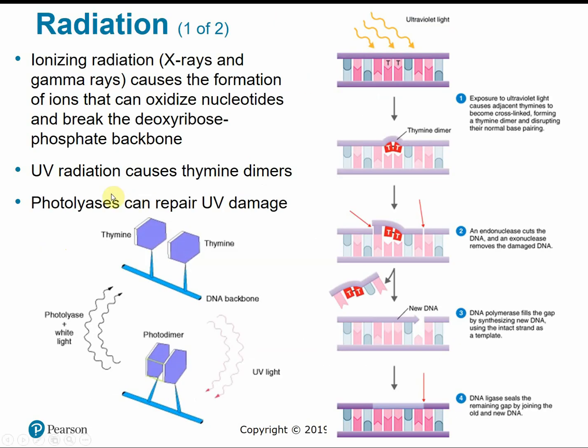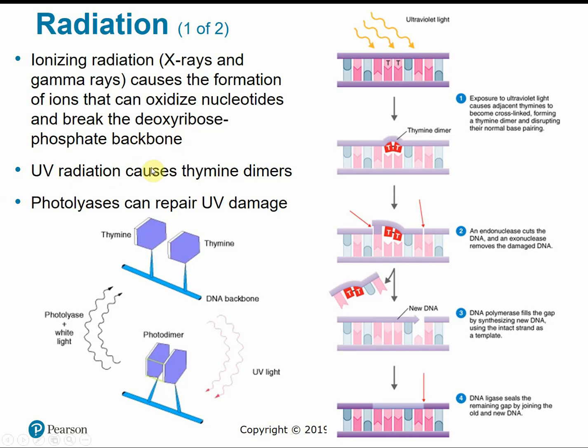Radiation, we know, is also capable of causing mutations. UV radiation is well known to cause skin cancer. Ionizing radiation, like X-rays and gamma rays, causes the formation of ions within the nucleotide. So they physically break apart the sugar phosphate backbone of the DNA molecule.